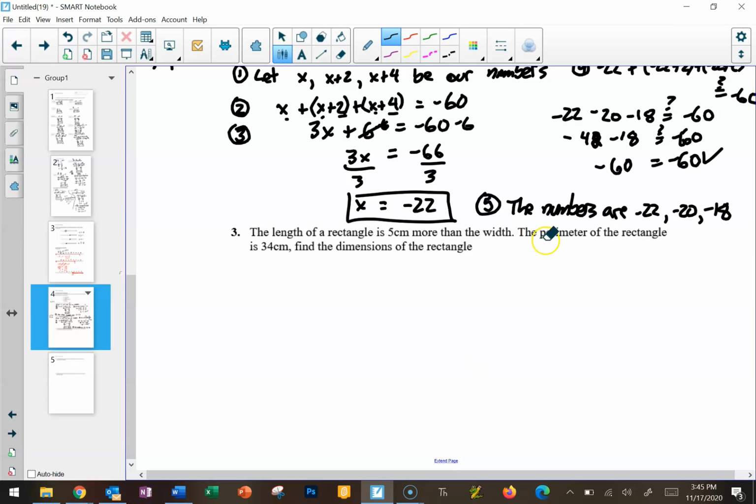Length of a rectangle is 5 centimeters more than the width. Perimeter of the rectangle is 34. Don't forget perimeter is the fence around, right? So for these ones, the length or the width, it usually gives you the width and then tells you something about the length, right?